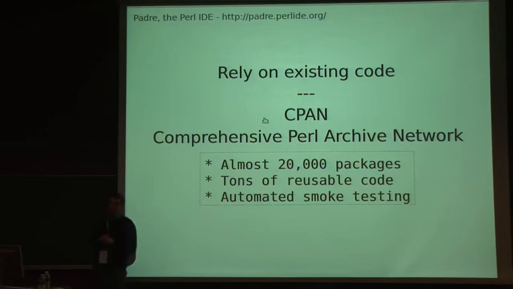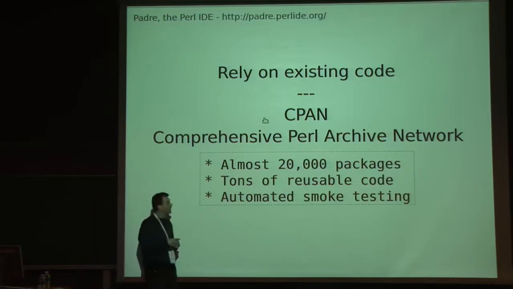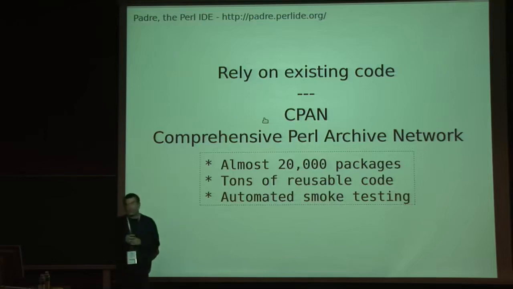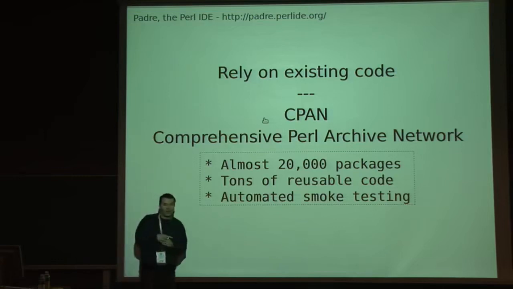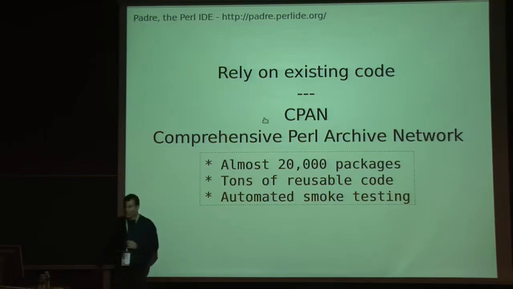Another thing that I've been doing is relying on existing code. For Perl, it's good because we have CPAN, the Comprehensive Perl Archive Network, that has about 20,000 packages for all sorts of things to be done. And they have automatic tests. So a large part of this is quite high quality and good code. So we were using it.